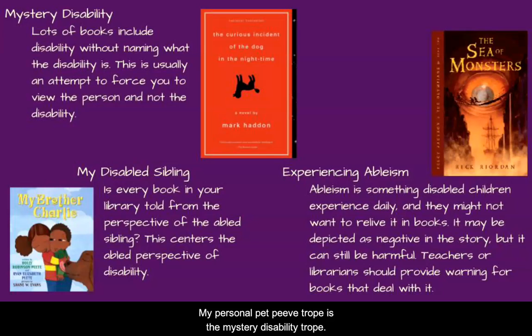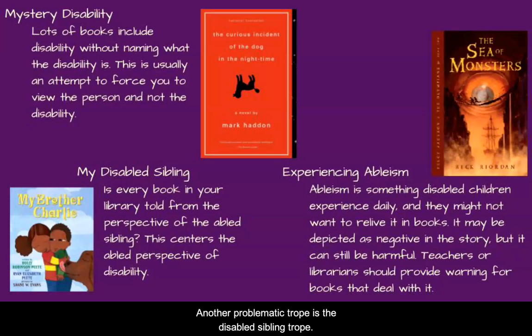My personal pet peeve trope is the mystery disability trope. This is when a book features a disabled character but refuses to tell the reader what this disability is. Frequently, I see this used to emphasize the idea that you should see the person and not the disability, which falls under the first trope that we discussed. Sometimes it's used as an excuse to write an inaccurate portrayal as well.